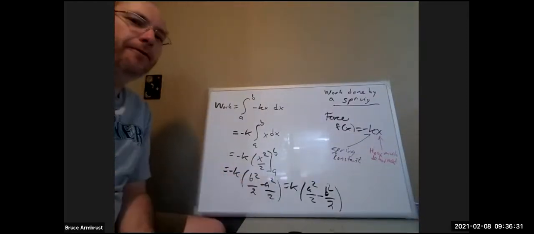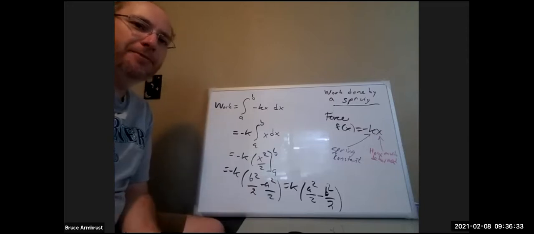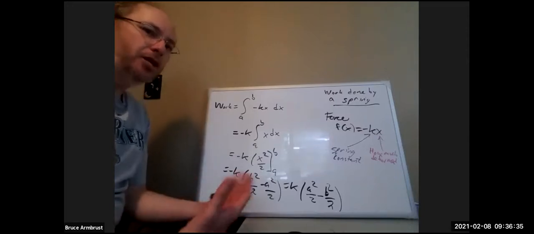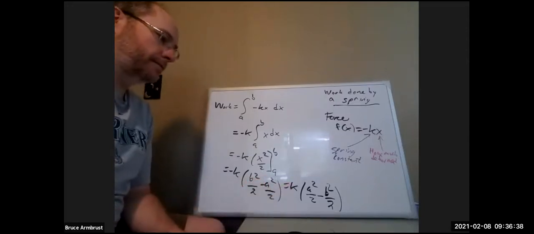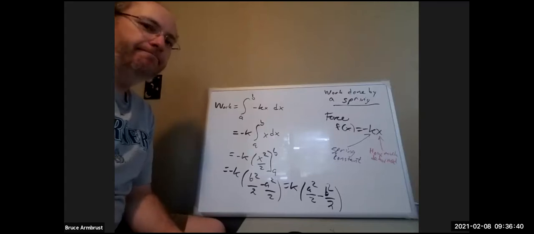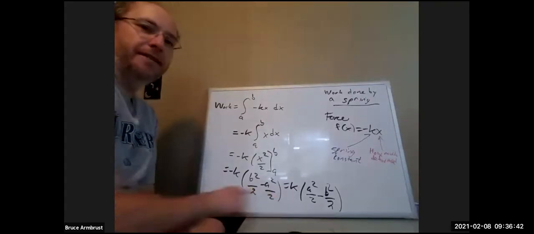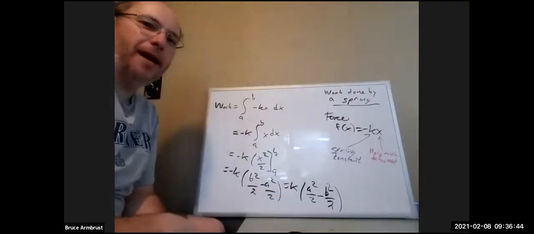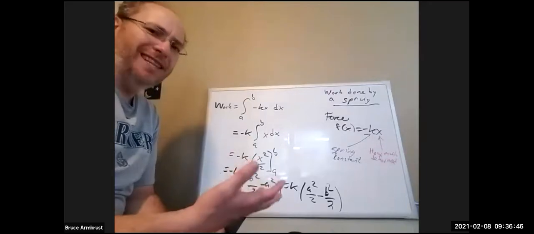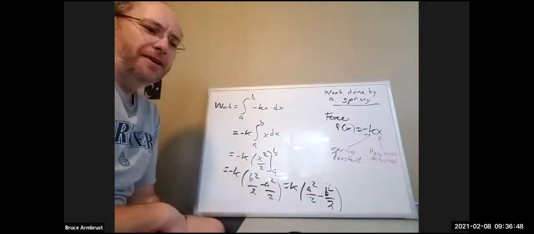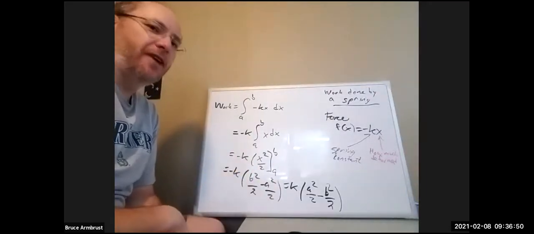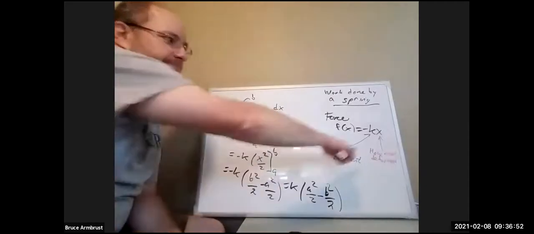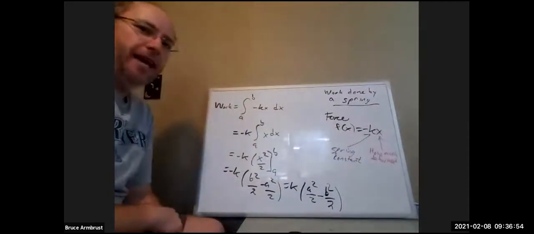So we now have a formula for the work done by a spring. Ta-da! Super easy. All you need to know is the spring constant, and you would actually measure that by, like, if you were in the lab and you wanted to figure that out, you would apply forces and figure out how far it stretches. And then you can use this formula to find your K.